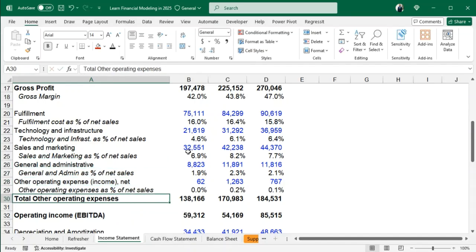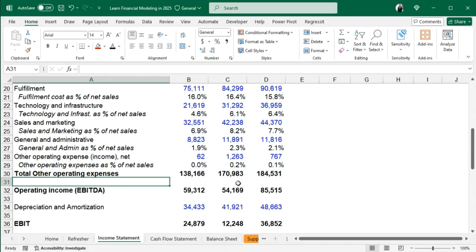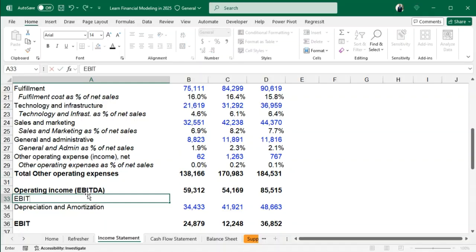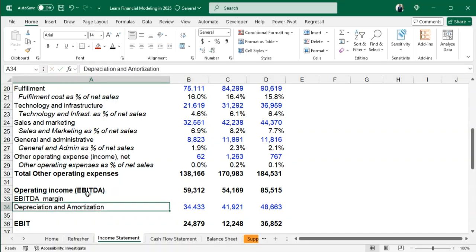Alright, so now that I've done all of these, we can continue to our operating income here. So we have our total expenses, and then we can leave that, and then we come to operating income, which is EBITDA. So for EBITDA, we are going to have EBITDA margin. Now these margins are going to prove useful going forward. So I'm going to do the same formatting, italicize this, and also increase the indent.